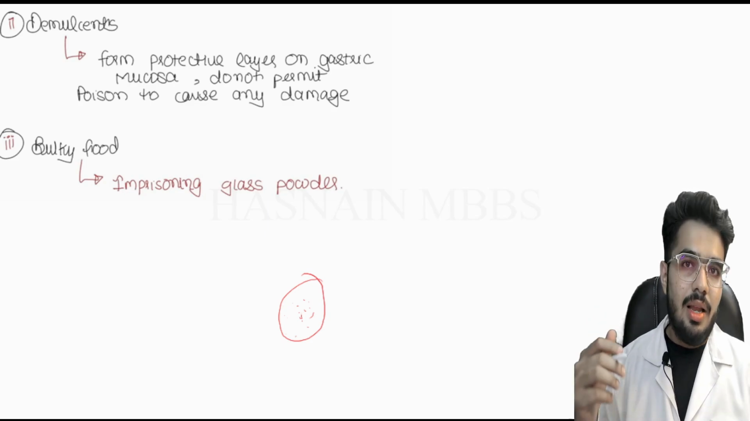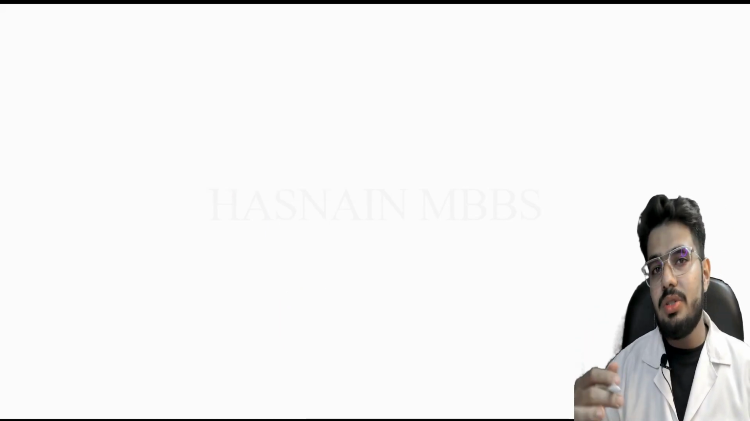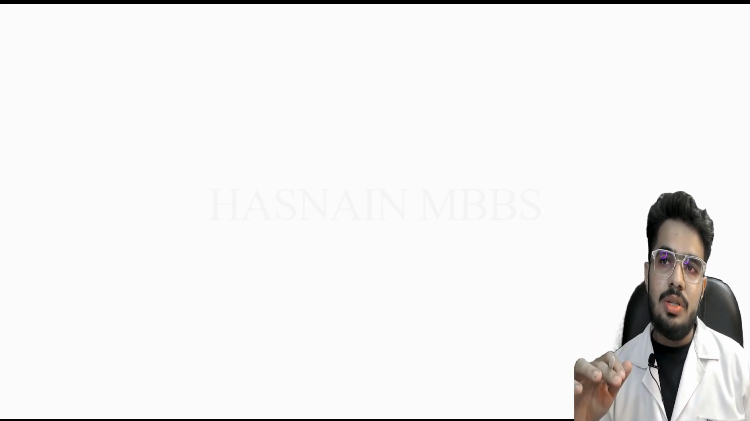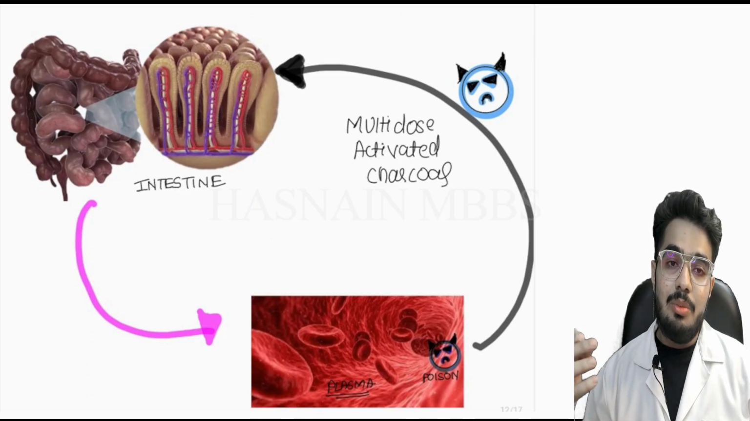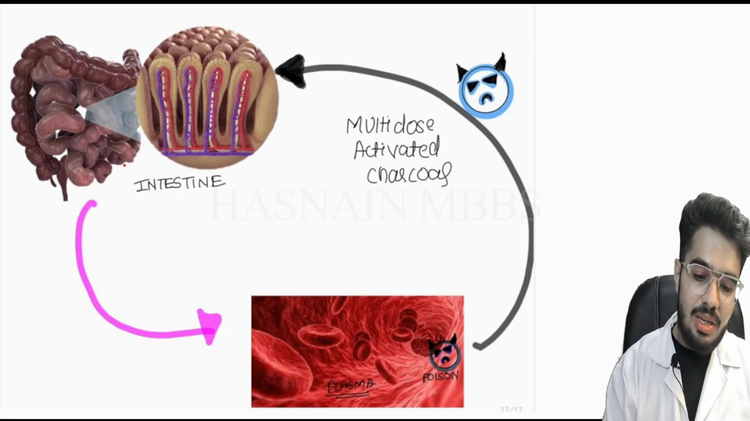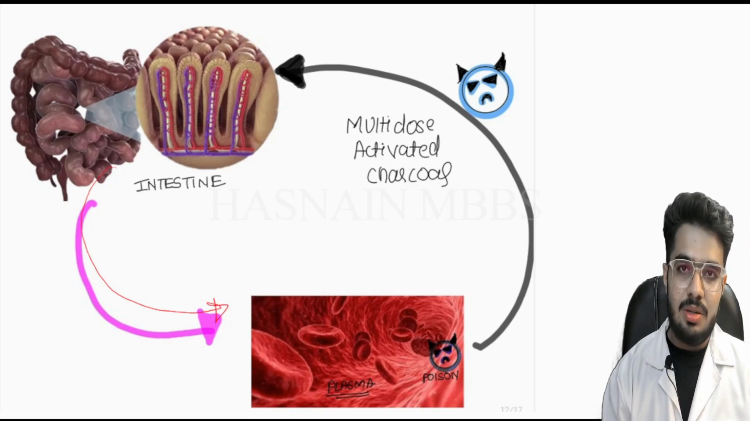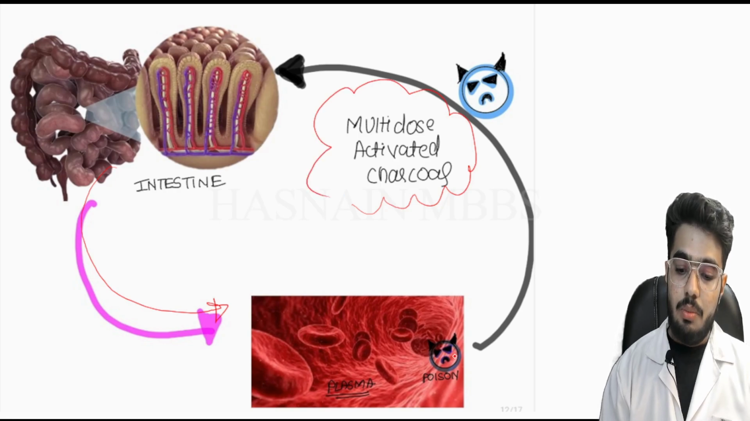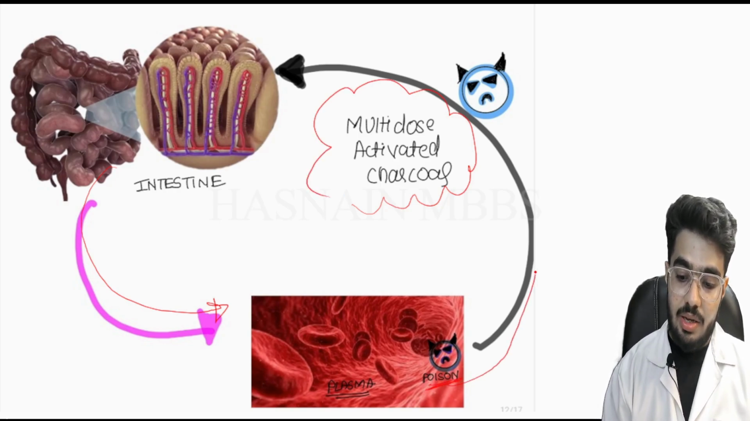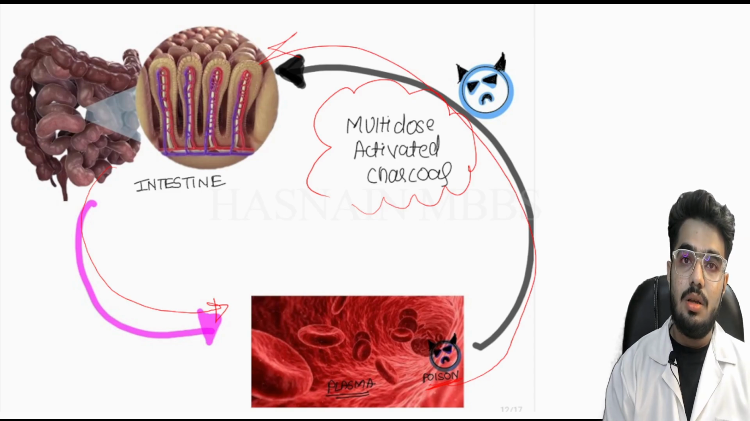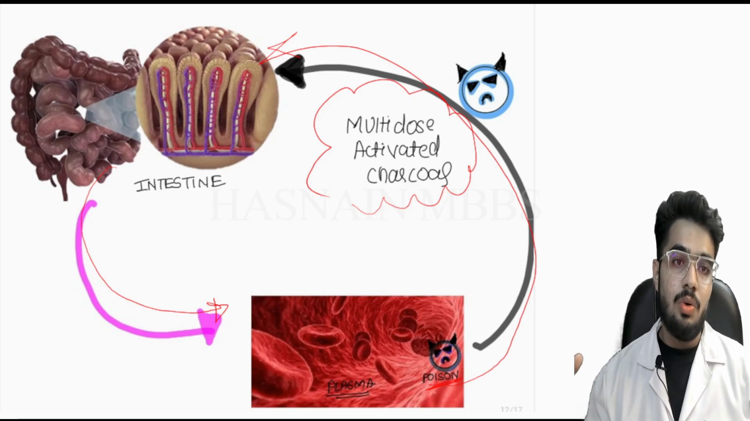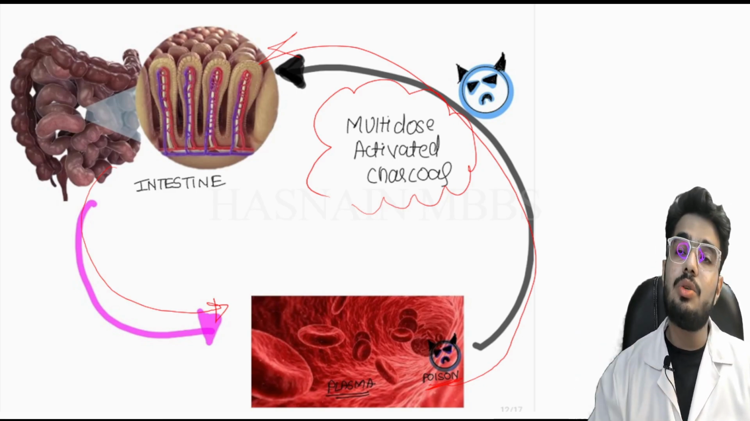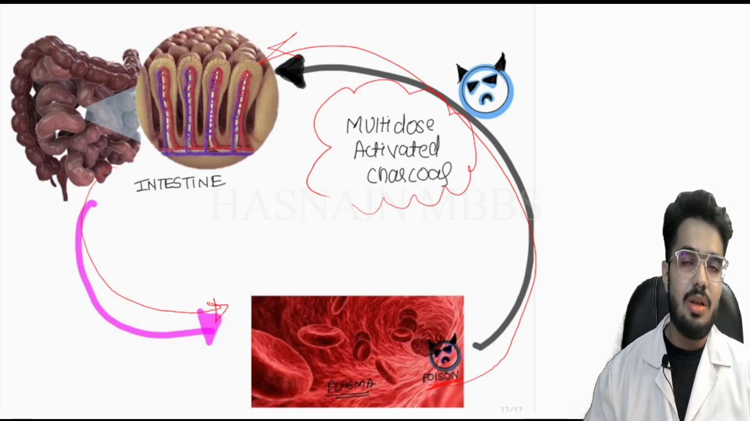Now let me tell you more about multidose activated charcoal. Multidose activated charcoal is very helpful because it even removes the poison from plasma. Usually from the intestine the poison goes to plasma in our bloodstream, but when we provide multidose activated charcoal, poison from plasma will be removed and come into the intestine. The question arises: how does this occur? How does multidose activated charcoal remove the poison from plasma, bring it into the intestine, and from the intestine it gets excreted?